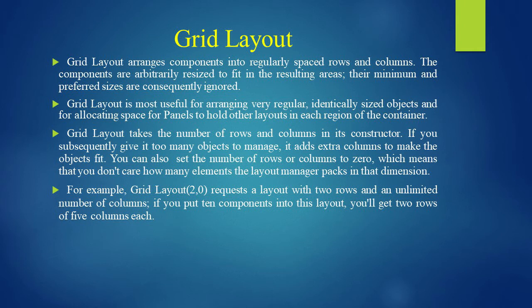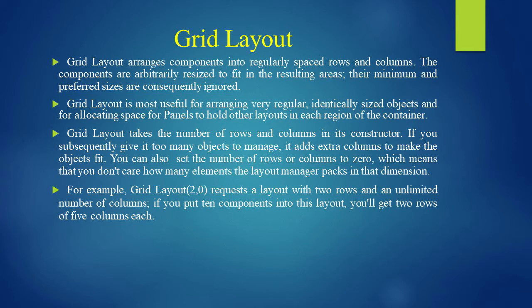The next layout is the grid layout. It arranges components into regularly spaced rows and columns. The components are arbitrarily resized to fit in the resulting areas. Their minimum and preferred sizes are consequently ignored. It is most useful for arranging very regular, identical-sized objects and for allocating space for panels to hold other layouts in each region of the container.